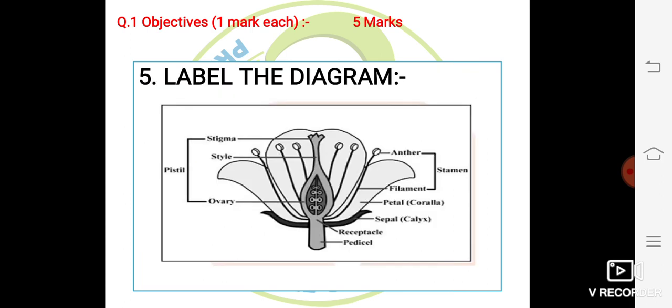Next we had the labeling of a diagram of a flower, wherein you had to label various parts of the diagram like stigma, style, ovary. Together these are called the pistil. Then we had anther and filament, called the stamen, petals, sepals, receptacle and pedicel. Now most of you have written only pistil and stamen, but you should name all the parts of it. So this is how the diagram was to be labeled.